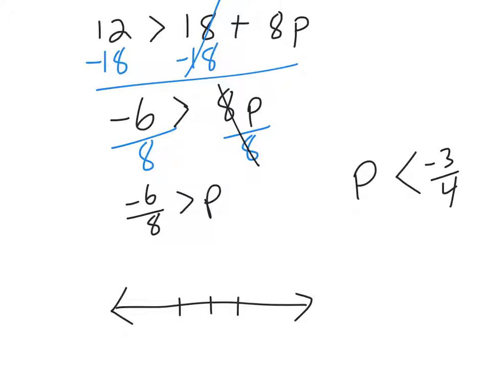Okay, so negative 3/4, I believe we've done this one in the last section, but that is between negative 1 and 0. In fact, it's 3/4 of the way to negative 1. So I am going to put an open dot at negative 3/4, closer to negative 1 than to 0. And since it's less than, I'm going to shade to the left.